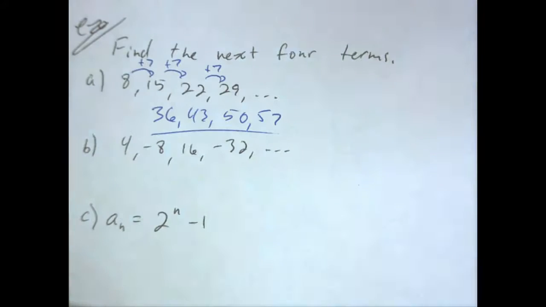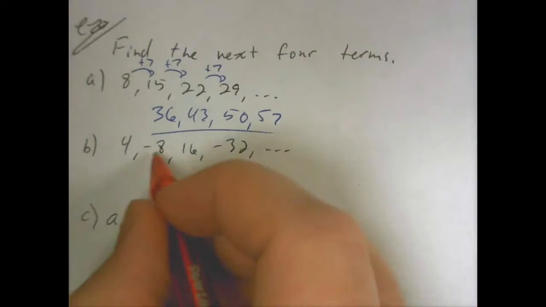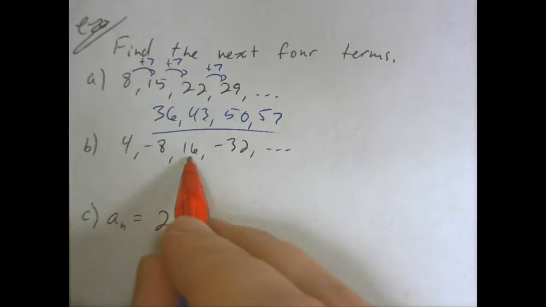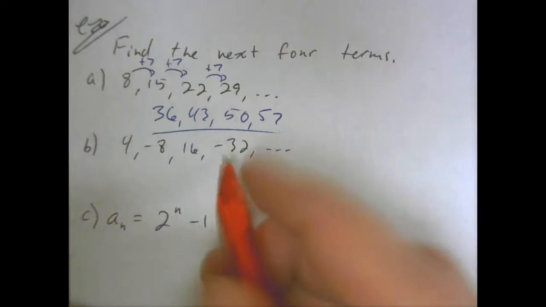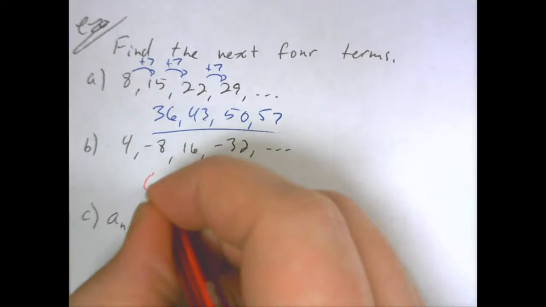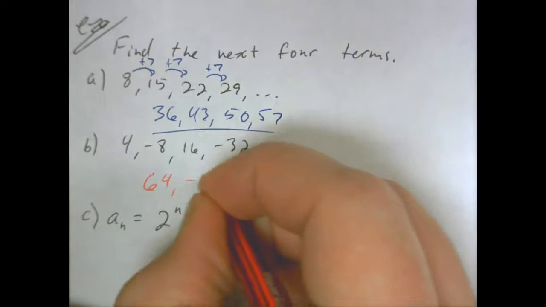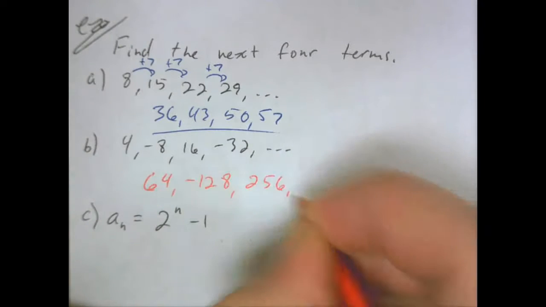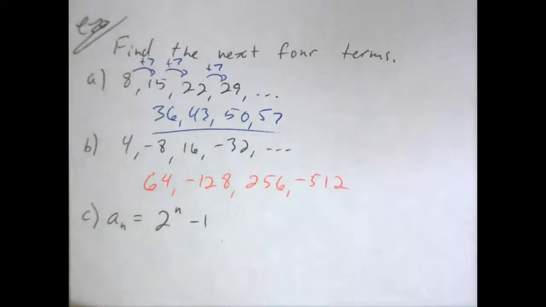Yay. This one, I have 4, then I have negative 8. Well, it multiplied by 2, but it multiplied by negative 2. Negative 8 to 16, also multiplied by negative 2. So if I multiply 16 times negative 2 again, I'll have negative 32, times negative 2 is 64, times negative 2 is negative 128, times negative 2 is 256.